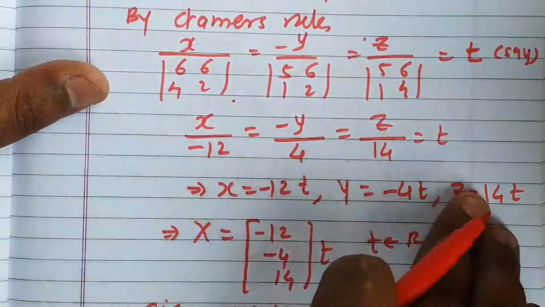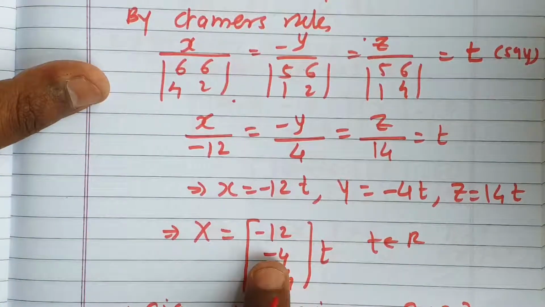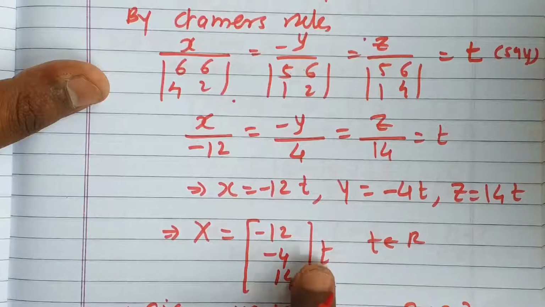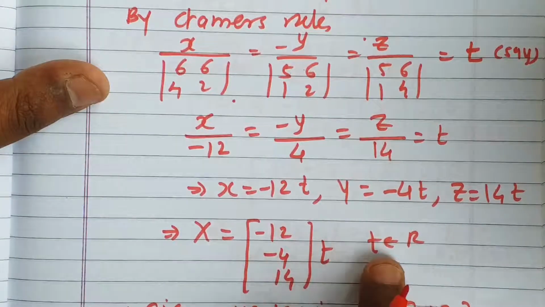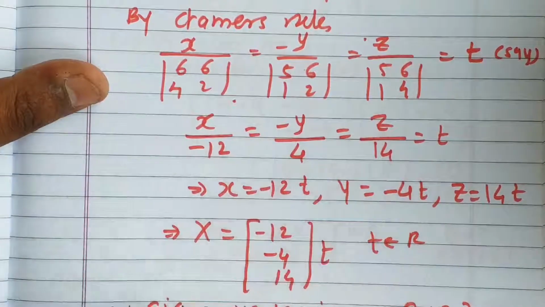Now these are the values of x, y, z. If you put them in the matrix x, you will get it equal to [minus 12, minus 4, plus 14] into t, where t belongs to R. Now there are infinitely many vectors we have obtained.